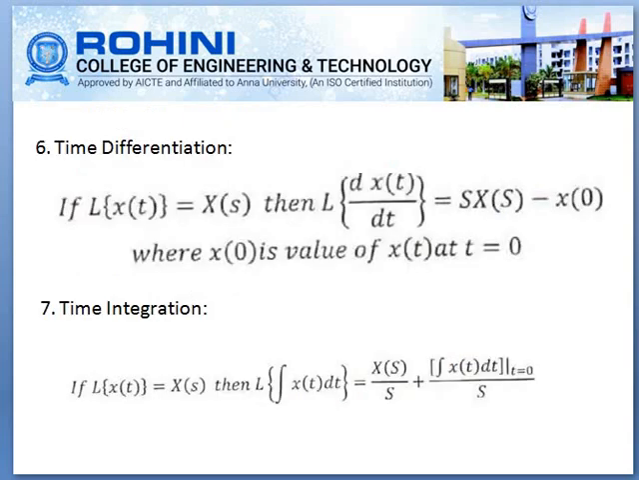Time differentiation. Laplace transform of x of t is X of s, then Laplace transform of dx of t by dt is s into X of s minus x of 0. Here the x of 0 is the value of x of t at t equal to 0. Time integration. Laplace transform of x of t gives X of s, then Laplace transform of integral x of t dt gives X of s by s plus integral x of t dt at t equal to 0 by s.